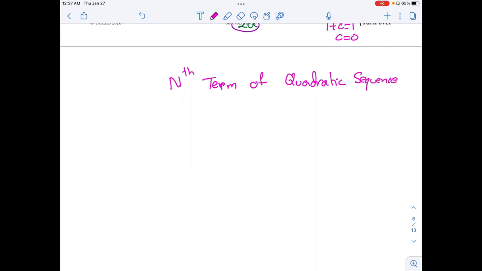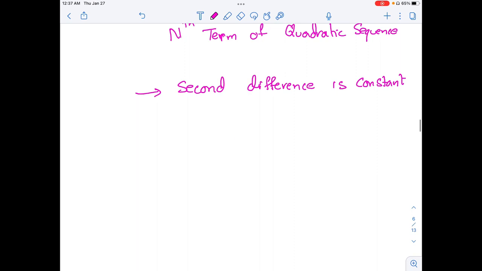So it should be, second difference should be constant. What is the condition? Second difference is constant. Over here we can see that second difference was 3, 3, 3, 3. Second time when I find the difference is constant, then the answer will be in the form of an square plus bn plus c.